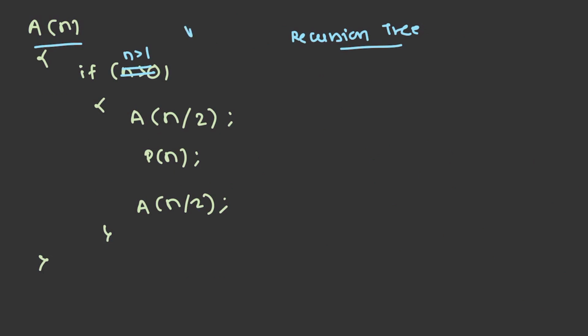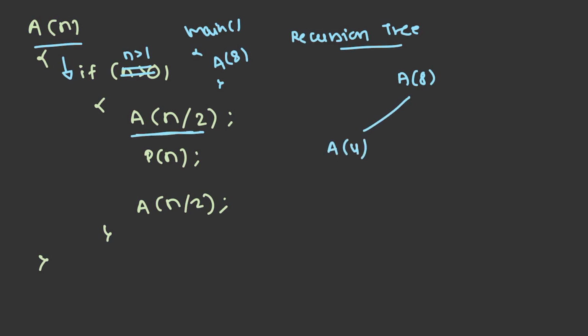Let's say from the main function, we have actually called a of 8. Initially, a of 8 function call has been registered and it enters the condition. Now, a of 4 function call has been made. The control has been shifted to a of 4. Followed by that, it has to print the value of n. The n in this case is 8. So, 8 will be printed.